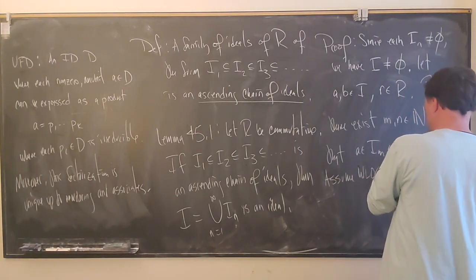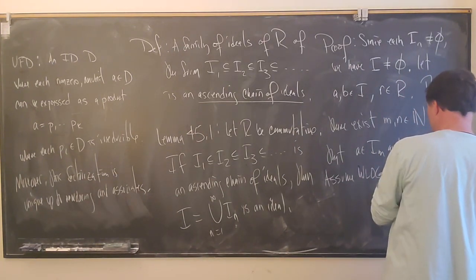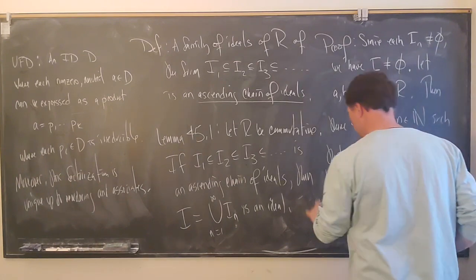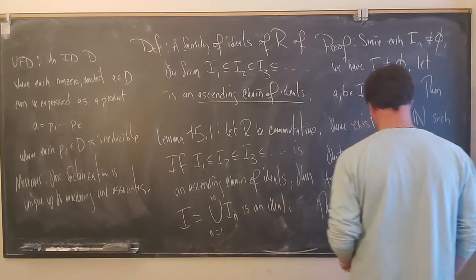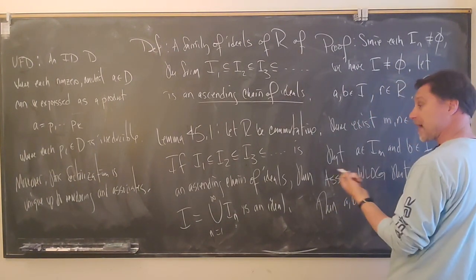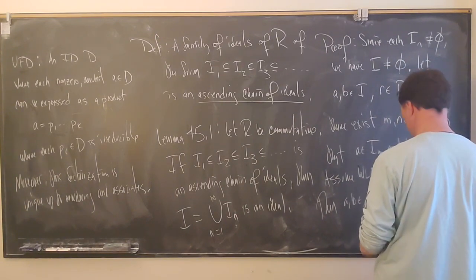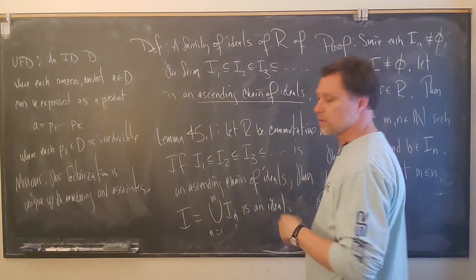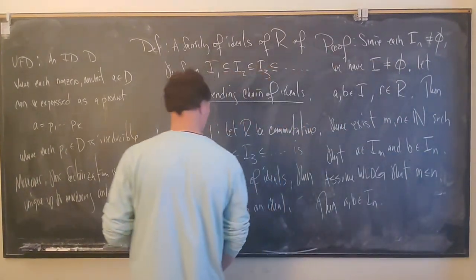So assume without loss of generality that m is less than or equal to n. It doesn't matter. Then A and B are both inside the larger one. So A and B are both inside I sub n. We know that I sub n is closed under subtraction. We know it's closed under external multiplication.